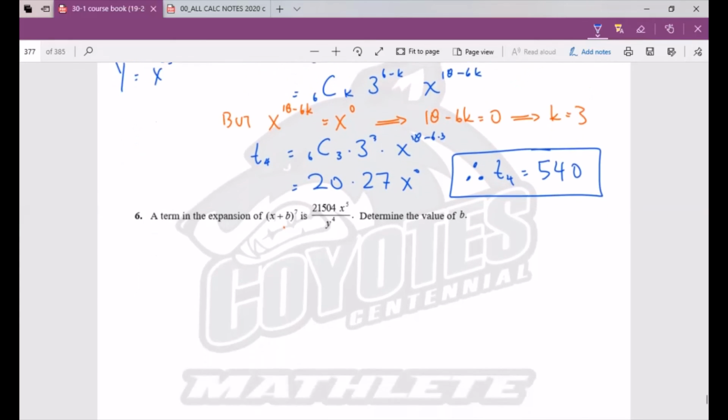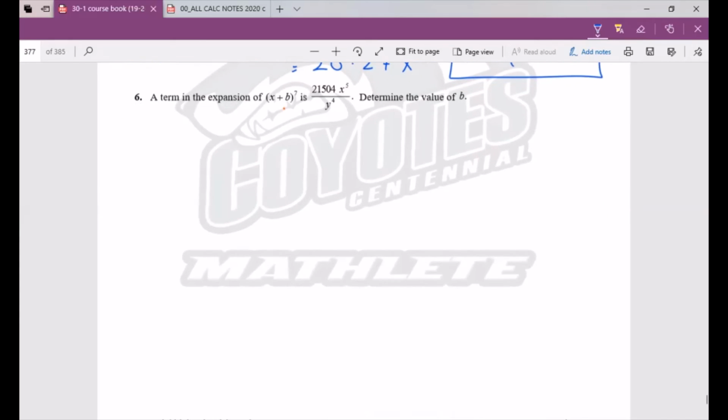6. Determine the expansion of x plus b to the 7 is 21,504 x to the 5 y to the 4. So tk plus 1 is not equal to question mark, it's equal to 21,504 x to the 5 over y to the 4.